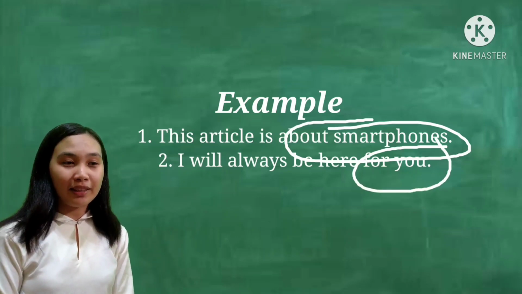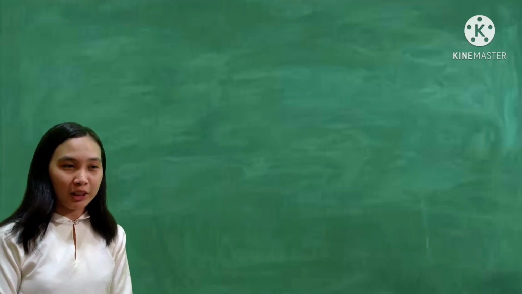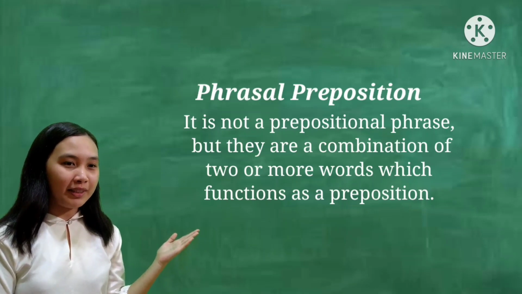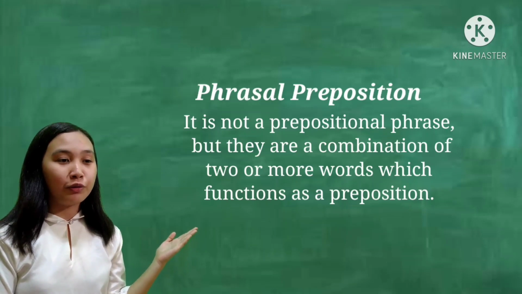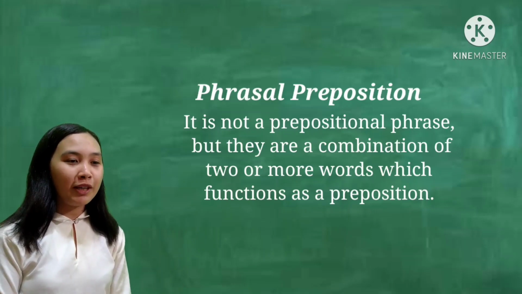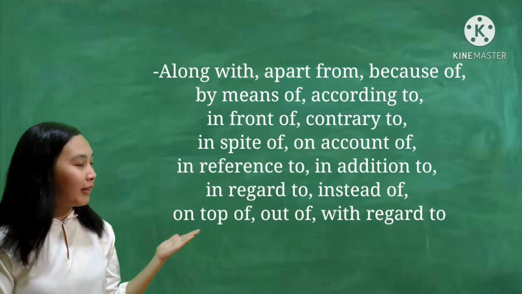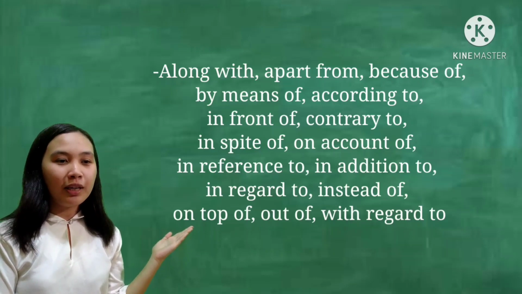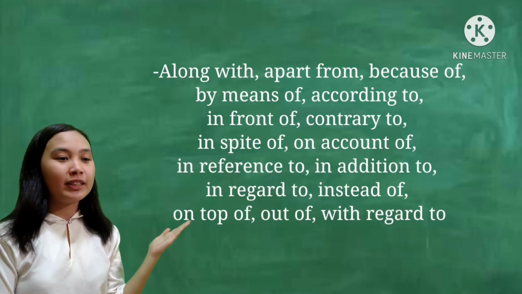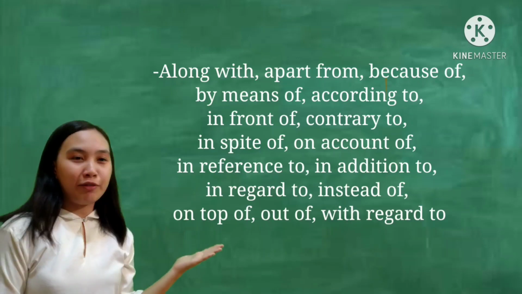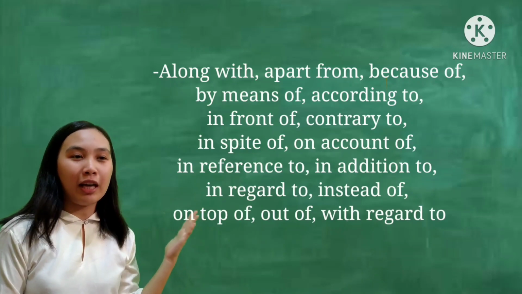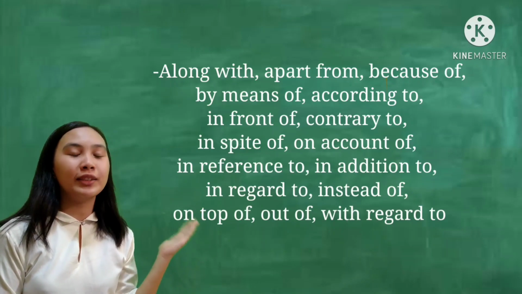And the fourth and last of the other types of preposition is the phrasal preposition. When we say phrasal preposition, it is not a prepositional phrase, but a combination of two or more words which functions as a preposition. So the most common phrasal prepositions are along with, apart from, because of, by means of, according to, in front of, contrary to, in spite of, on account of, in reference to, in addition to, in regard to, instead of, on top of, out of, with regard to, and so on.